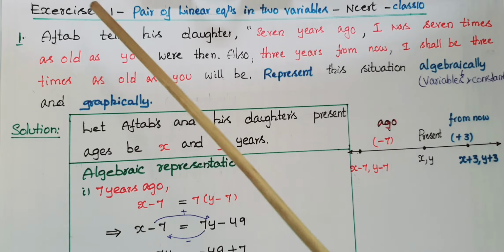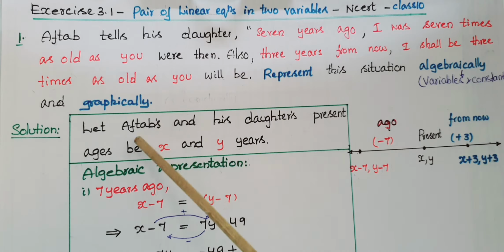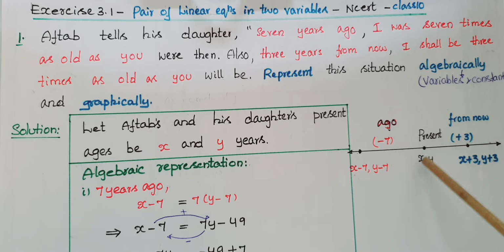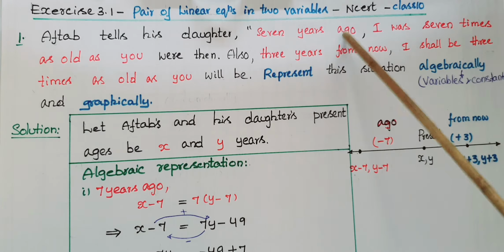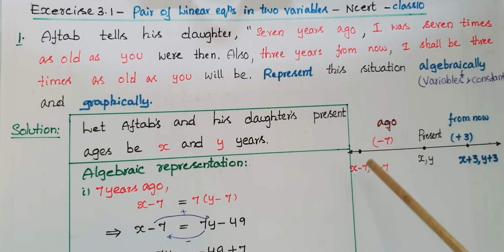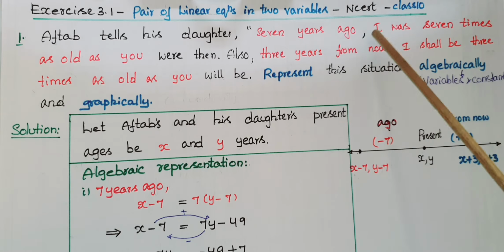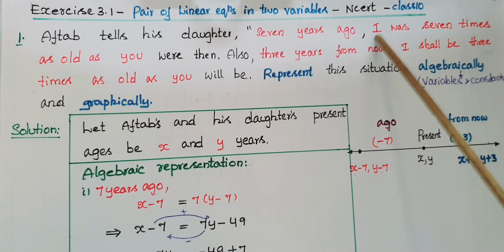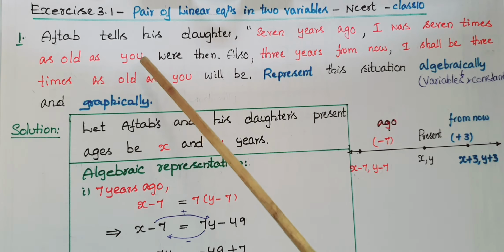So here there are two persons, Aftab and his daughter. Let Aftab's and his daughter's present ages be x and y years. So 7 years ago, their ages were x minus 7 and y minus 7. This is Aftab's age and y minus 7 is his daughter's age. So 7 years ago I was 7 times as old as you, that means, here, I means Aftab. Aftab's age was 7 times his daughter's age.